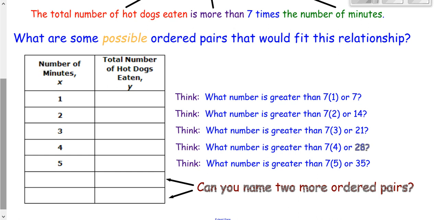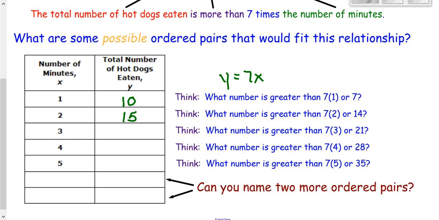Okay, so if I want things to be greater than 7x, let's kind of think about our relationship. Now, before, when I had y equals 7x, we knew that he could eat 7 hot dogs in 1 minute. Well, he needs to eat more than 7 hot dogs in 1 minute. So let's just pick a value. Let's say, well, 10 is more than 7, so let's say he can eat 10 hot dogs in a minute. Okay, what about 2 minutes? Well, he needs to eat more than 14 because that's what he was eating before. So let's say he needs to eat 15.